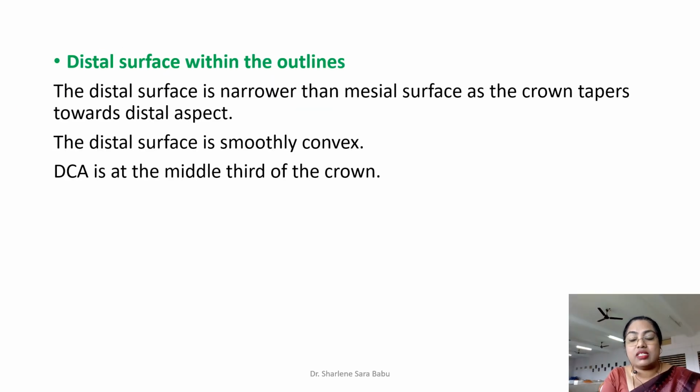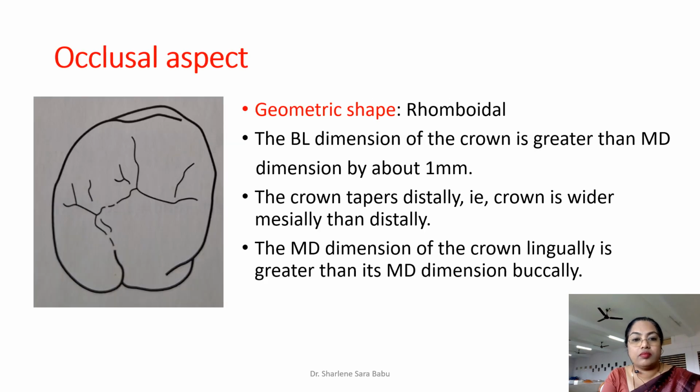Then about the distal surface within the outline, the distal surface is narrower than the mesial surface as the crown tapers towards the distal aspect. The distal surface is smoothly convex and the distal contact area is at the middle third of the crown.